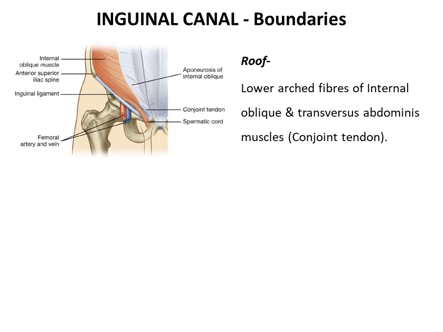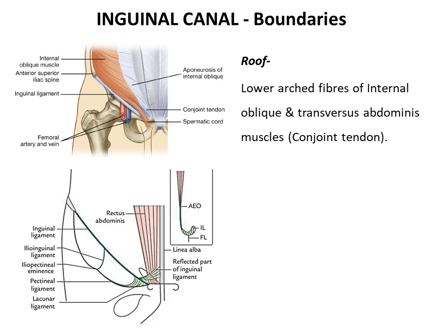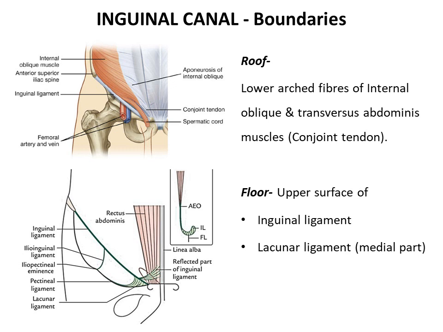Coming to the roof, it is formed by the lower arching aponeurotic fibers of internal oblique and transversus abdominis forming the conjoint tendon. The floor is formed by the upper surface of the inguinal ligament and in the medial part by the lacunar ligament.